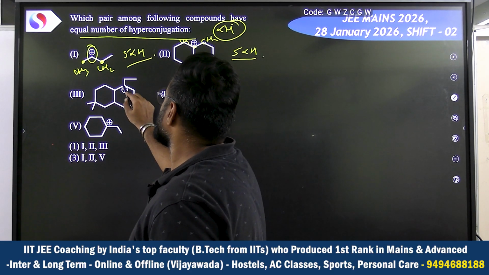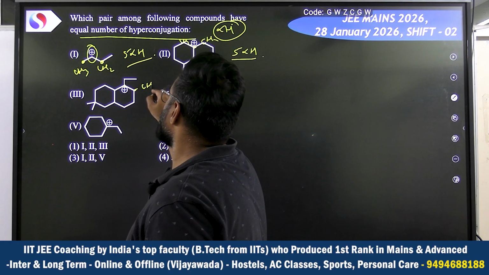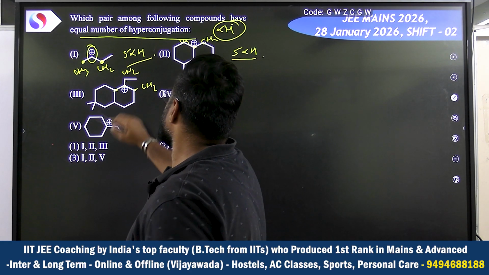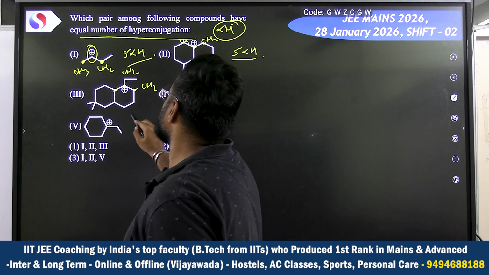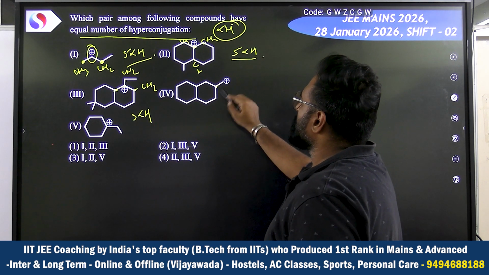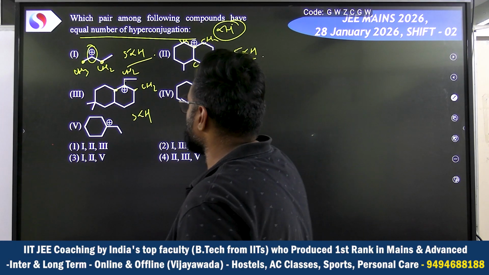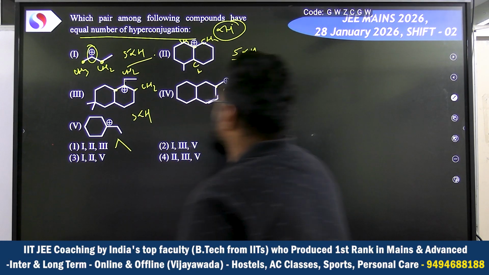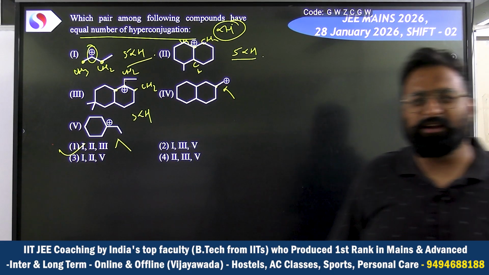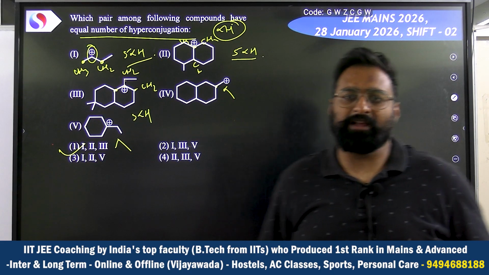In this one is CH2, CH2. Here it is 5 alpha hydrogens. In this case, not possible, because it will not be equal. In this case, not equal. So first, second, and third. This is the option. Simple NCERT. Nothing to worry. Just simple NCERT.